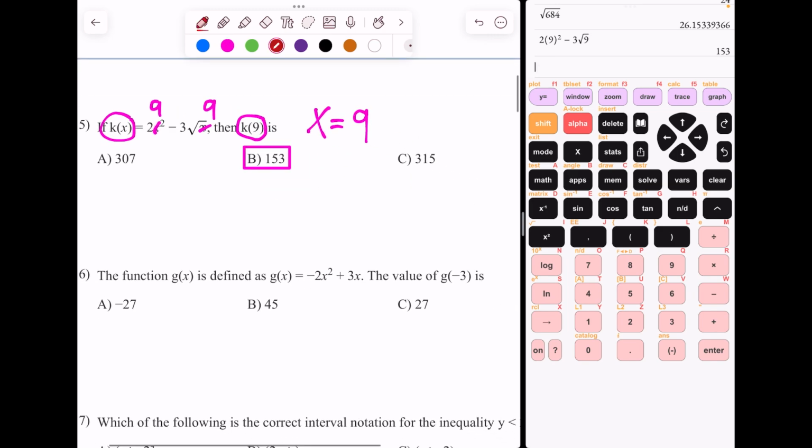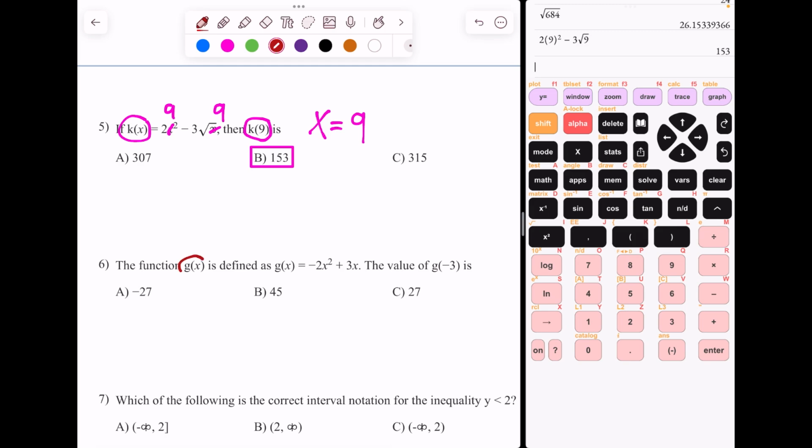And this next one, the function g of x is defined as g of x, and they want to know what is the value of g of -3. So let's see this right now. Anywhere we see x in this problem, we're going to put parentheses -3. So negative 2, instead of x squared, I'm going to put negative 3 squared in parentheses plus 3, and instead of x, I'm going to put negative 3. And when I do that, I get negative 27, which is answer choice A.